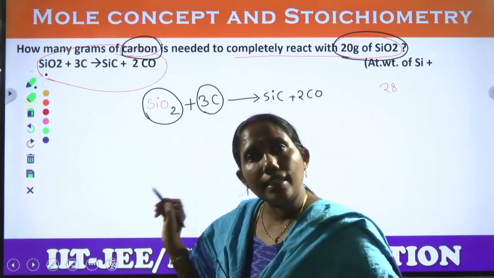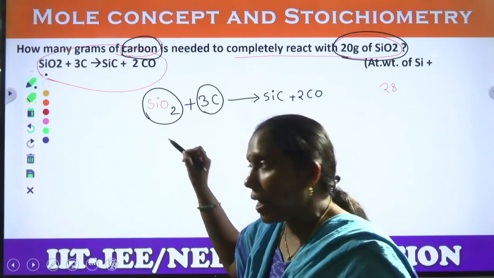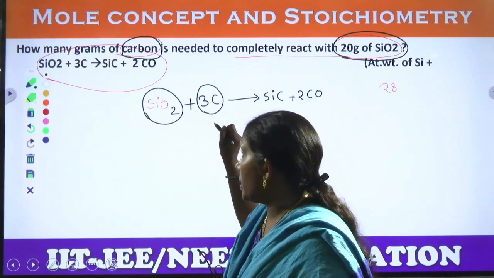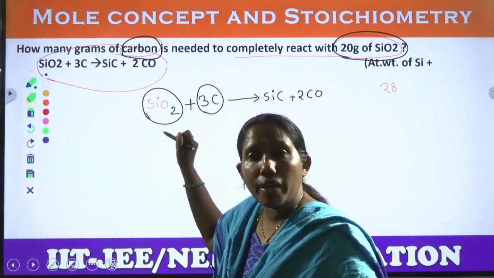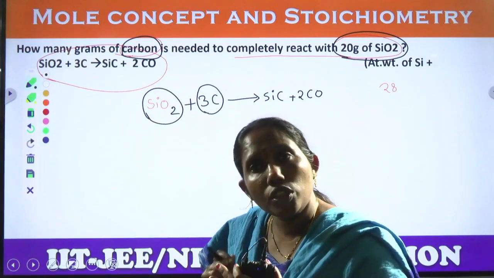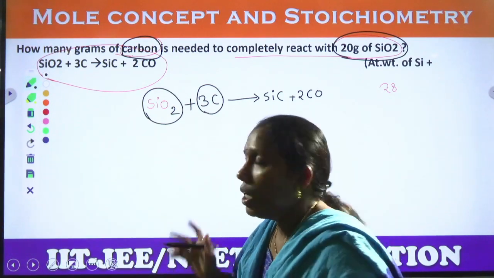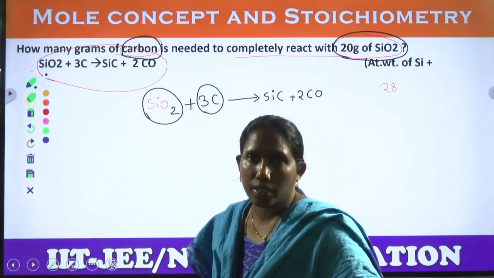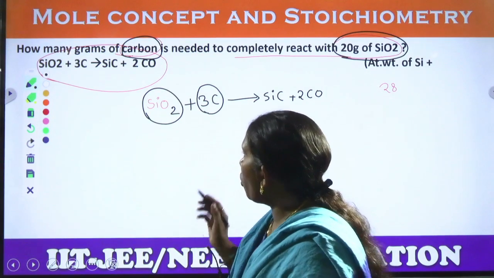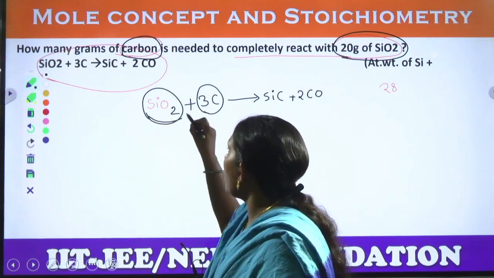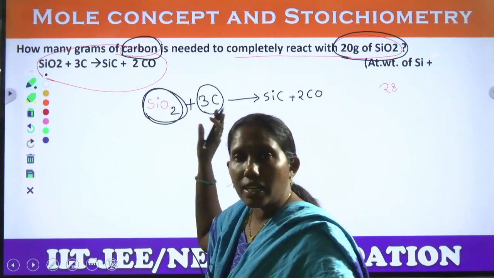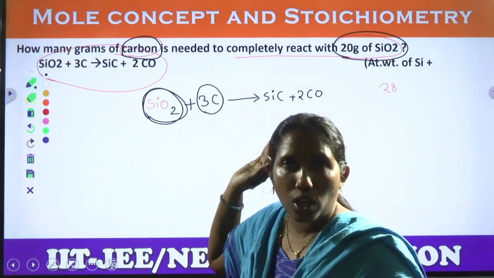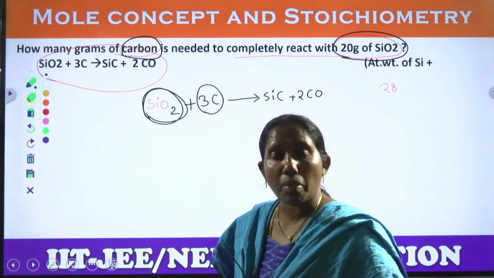So he is asking the weight relation: how many grams of carbon are needed to completely react with 20 grams of silicon dioxide. Both are weight relations only, and that too not between reactants and products; he is asking between the two reactants. Before going to this, we need to check whether the reaction is balanced or not. How to check whether the given reaction is balanced or not?